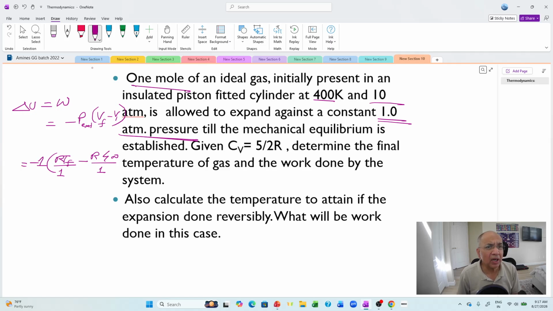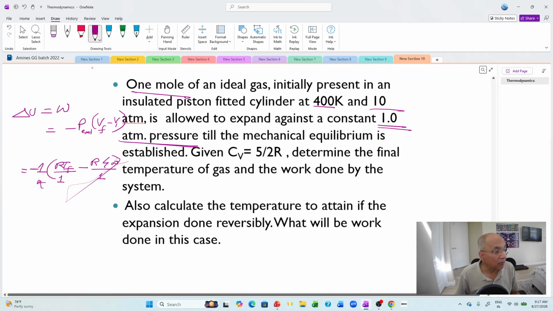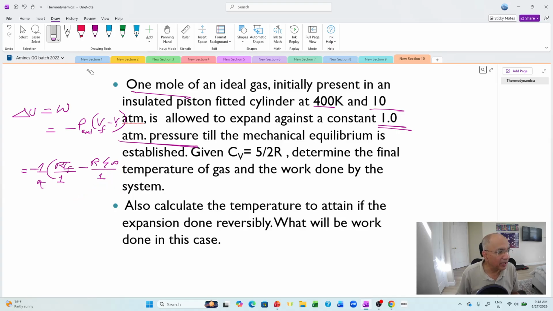PV is equal to nRT can be used for the initial state and the final state. But for the work done process, the equation that we used has constant pressure outside. That is important. We are finding the volume by using the PV is equal to nRT equation. This is important, which makes the area a rectangular area. Otherwise, you would have made an integration, and the area is larger.